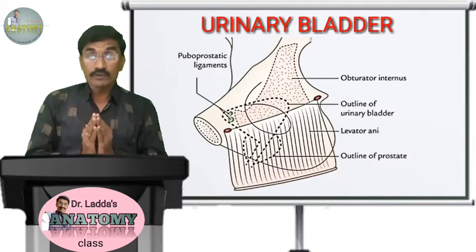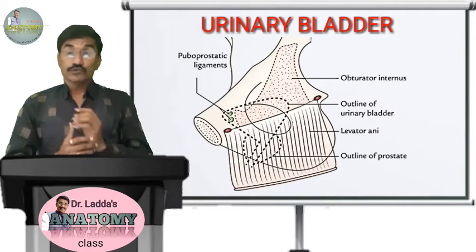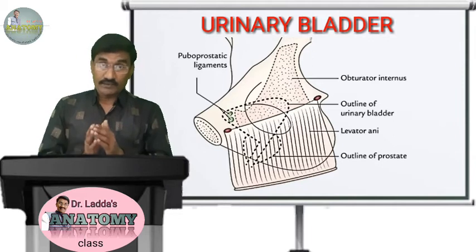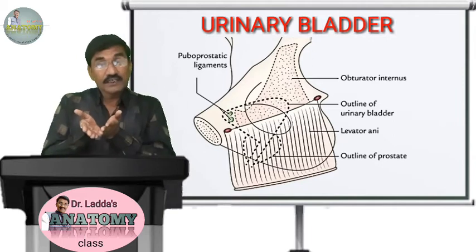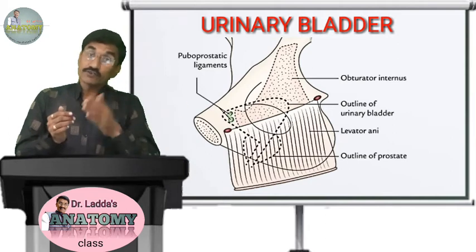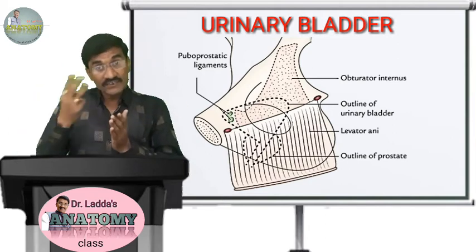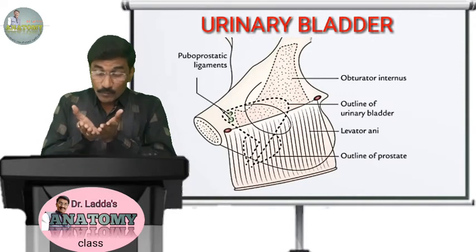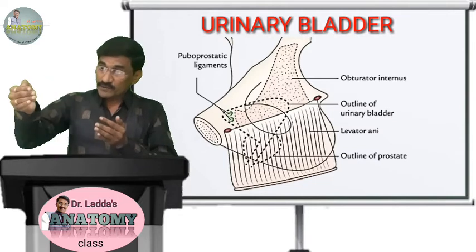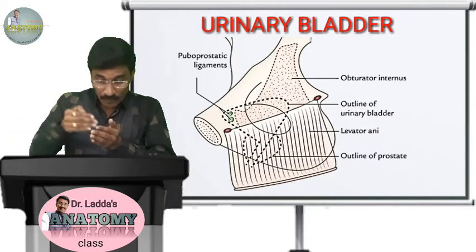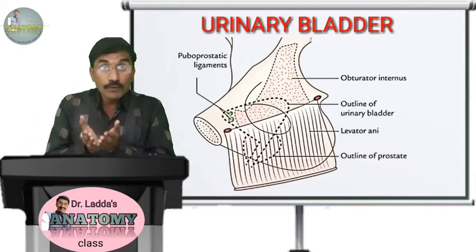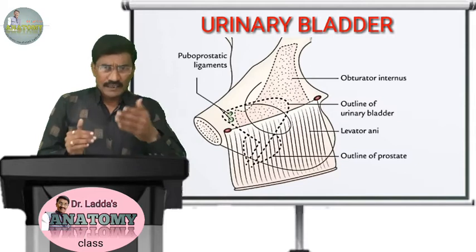About the inferolateral surface in female, it is related with the pubis. No doubt in male it is also related with the pubis. Then second, it is related with the pubovesical ligament. Pubo means from the pubis, vesical means up to the bladder. The ligament which is connecting the pubis to the bladder is the pubovesical ligament. It is in the female.